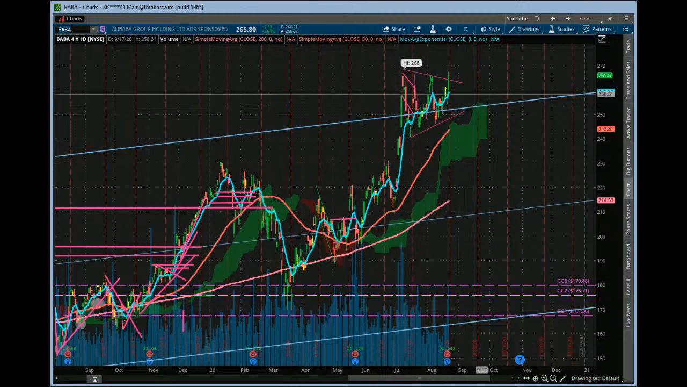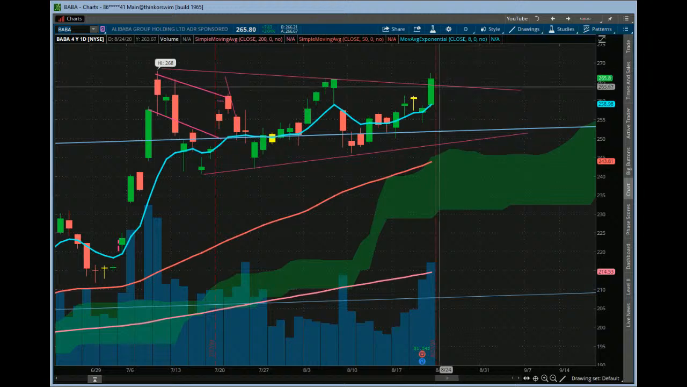And then Baba, nice move up on this one. So keep an eye on Baba this week, looking pretty good. Again, we'll look to see if it gets any more follow through to the upside on that one. I like the volume that came in. You know, it finally made a nice move after earnings. So let's see if that can get some follow through on that one. I really like that chart.